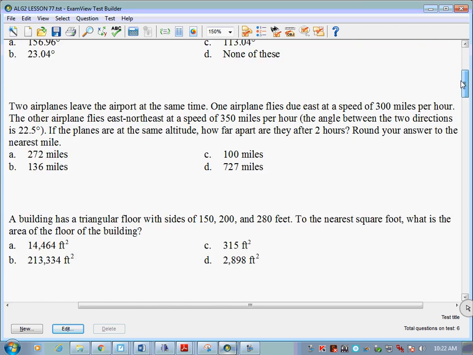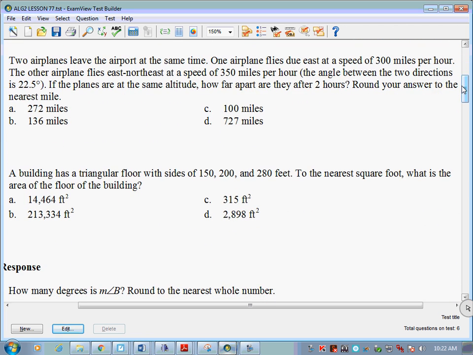Okay. All right. So a lot of these are using this kind of scenario. You get a lot of word problems in here. Two airplanes leave the airport at the same time. We're going to represent the airport with a point that we're going to call A. Okay, does that make sense?